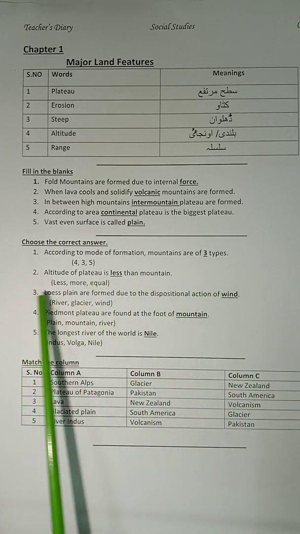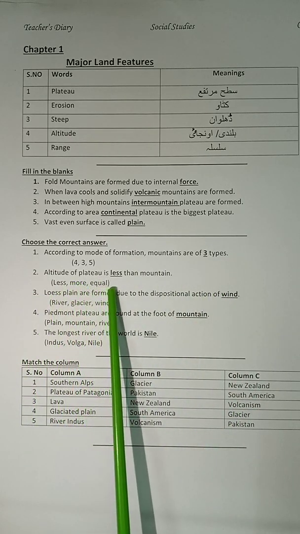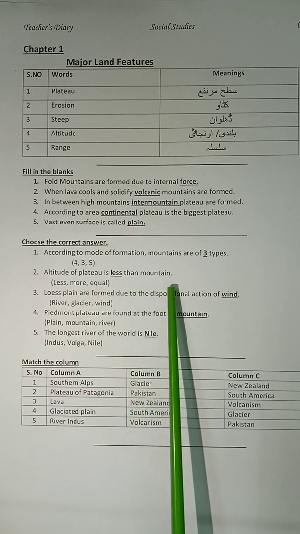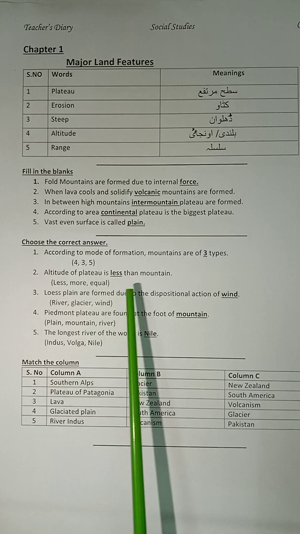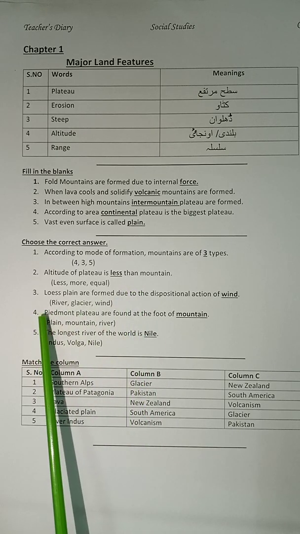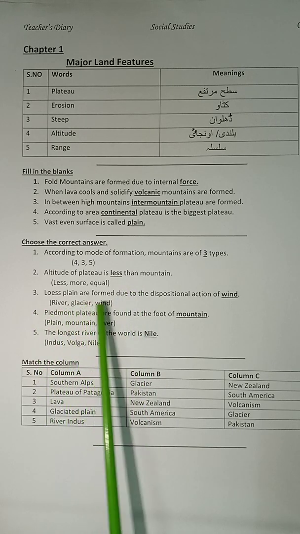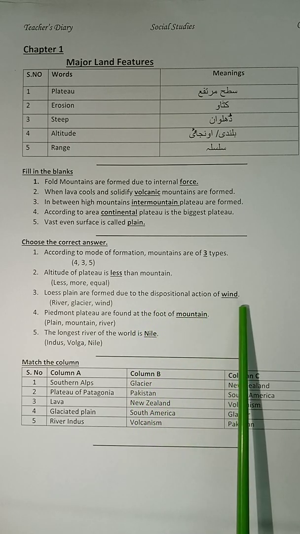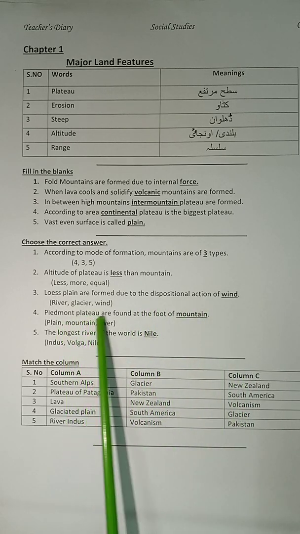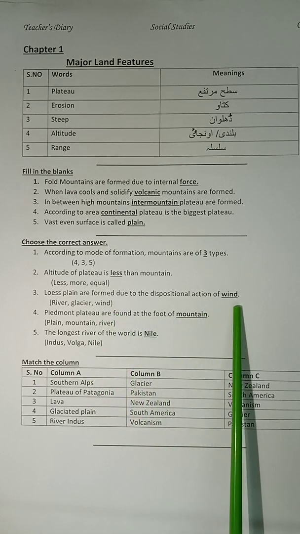Okay, sentence number 2, altitude of plateau is dash than mountain, less, more or equal. The correct option is less. Sentence number 3, lowest plains are formed due to the depositional action of dash, river, glacier or wind. The correct option is wind.